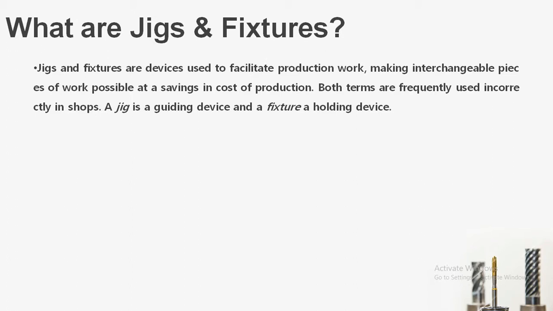Jigs and fixtures are mostly devices that are used to locate and hold the devices such as work pieces for ease of production, that is to increase the production work. Now, where are these jigs and fixtures used? They are basically used where there is a repetitive production work, or simply you can say the same operation is performed n number of times on different work pieces.